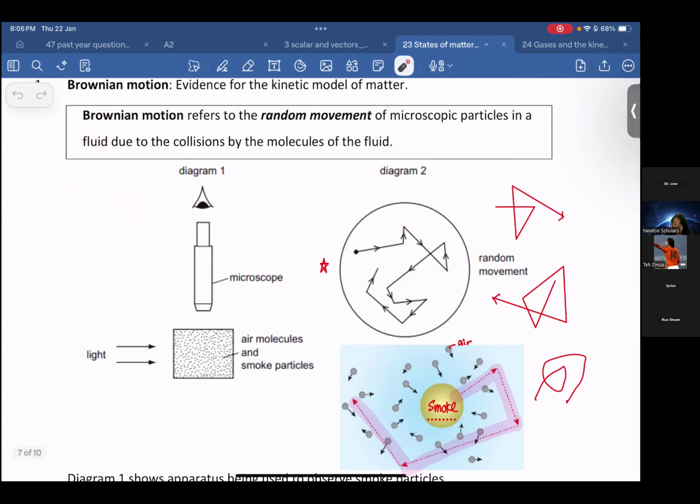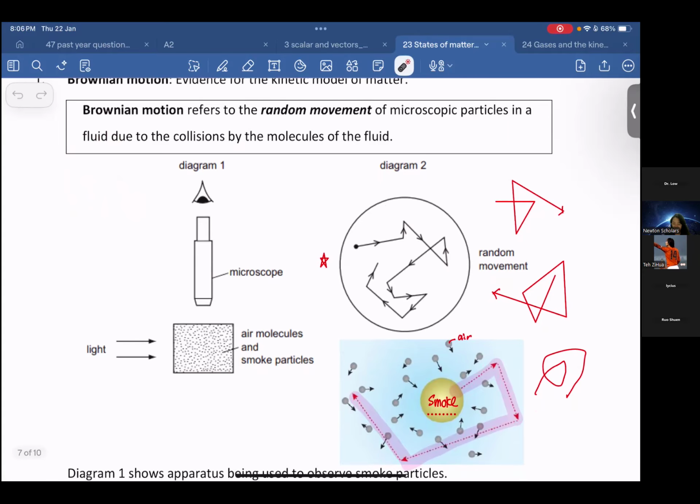Why do they move randomly? They move randomly because of collisions by the molecules of the fluid. For smoke particles under the microscope, we see the smoke particles, but we cannot see the air molecules. We can only see the smoke particles. Why can't we see the air molecules? There are a few reasons. One is that the air molecules are very small in size. They are very light and move very fast.